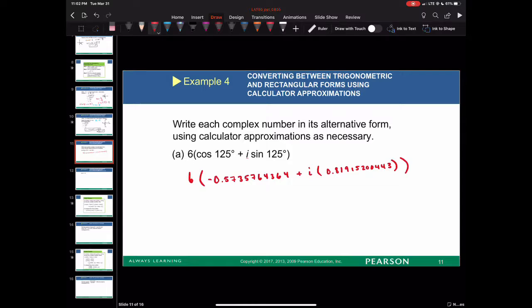Now, we're going to multiply this by 6. So we'll get roughly negative 3.4415, excuse me, plus 4.9149i. So as you see, it says approximation. So you have to make the necessary approximation. And when you do your problems, it's going to tell you exactly how many decimal places you want to go.